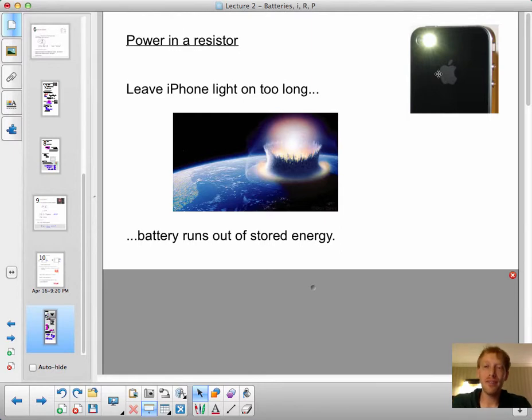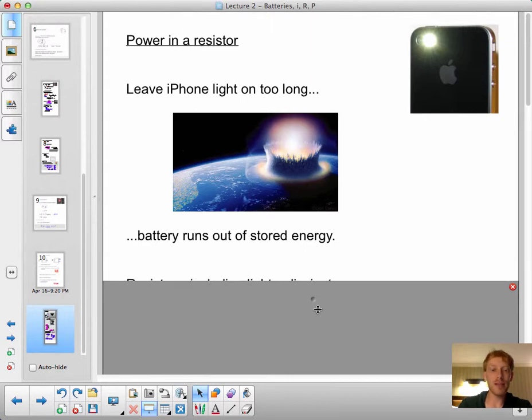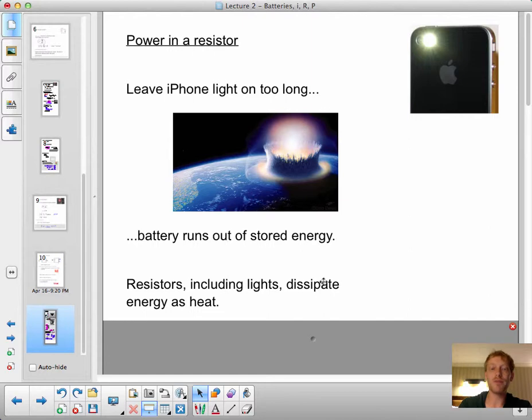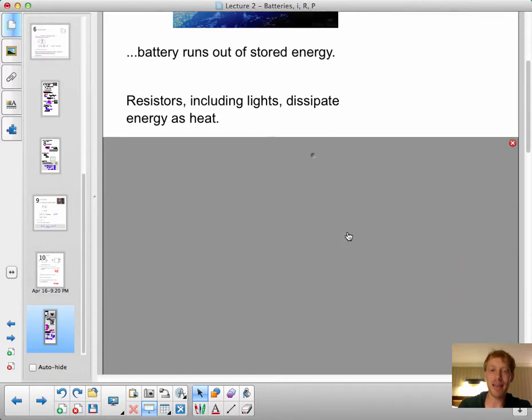So in your iPhone battery, there is energy stored in there, and when you leave your iPhone light on for a very long time, the battery converts the energy from being stored electrical potential energy into energy that has been dissipated as light and heat through the light bulb. What am I saying? I'm saying that resistors, including light bulbs, dissipate energy as heat.